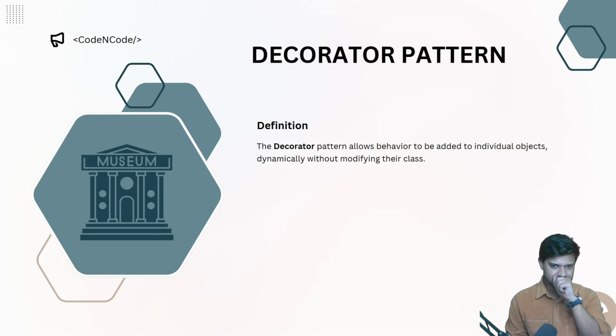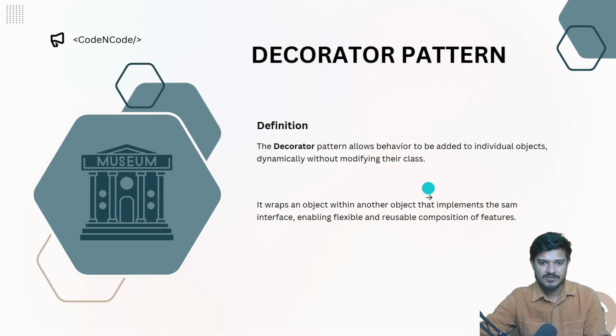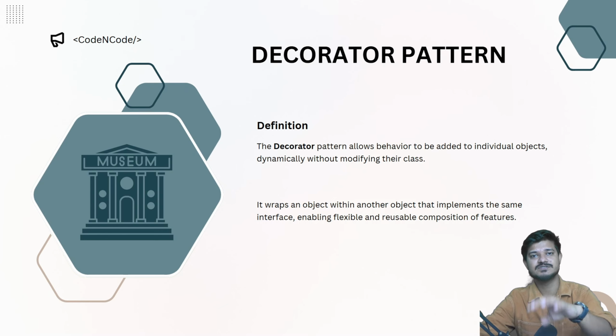So now, it basically adds behavior to individual objects at runtime, which is dynamically, right? Without modifying their class, of course. And also, it wraps an object within another object to give it functionality, right? That implements the same interface, enabling flexible and reusable composition of features. Important part is that it does it using composition. How? I'll explain that. Right. So if you're working with Java, you have already seen that you define a Scanner and then you pass the input stream inside the Scanner, right? So what you are doing is wrapping an object inside another object to give it certain functionalities. That's exactly what the decorator pattern is, right?